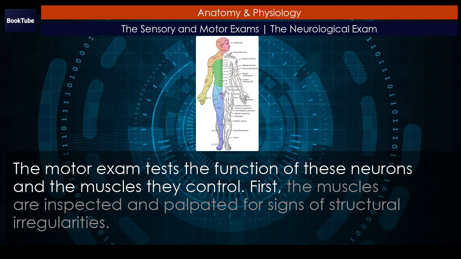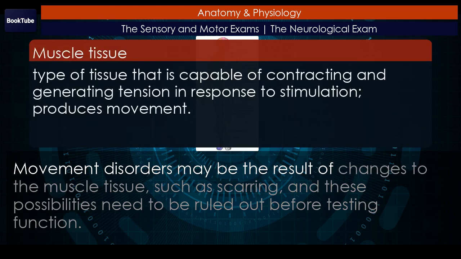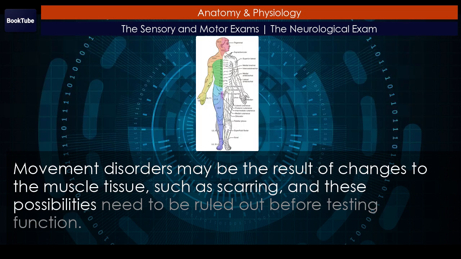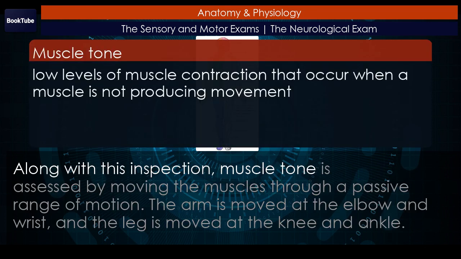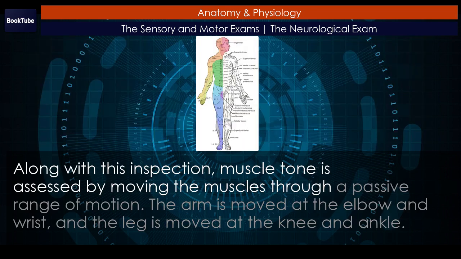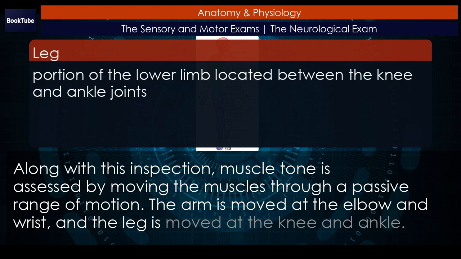First, the muscles are inspected and palpated for signs of structural irregularities. Movement disorders may be the result of changes to the muscle tissue, such as scarring, and these possibilities need to be ruled out before testing function. Along with this inspection, muscle tone is assessed by moving the muscles through a passive range of motion. The arm is moved at the elbow and wrist, and the leg is moved at the knee and ankle.